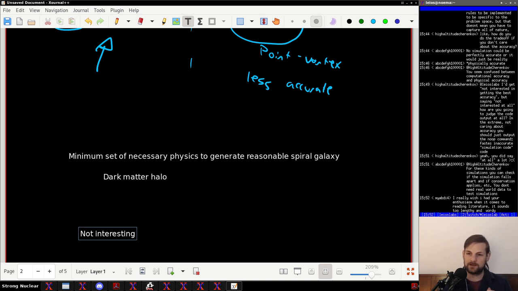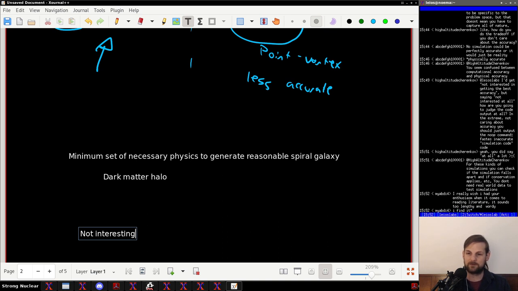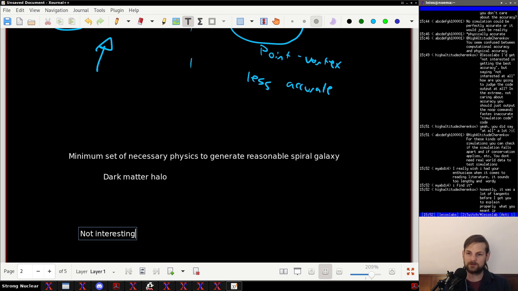What do we have here? For these kinds of simulations, you can check if the simulation falls apart, and if the conservation applies, you don't need real-world data to test simulations. Really should have your enthusiasm when it comes to reading literature. It sounds too lengthy and wordy. Honestly, it was a lot of tangents before I got to explain it properly. Until I got you to explain properly. Okay, that could be true.